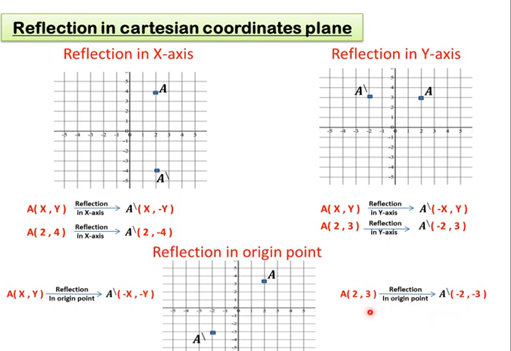Some question here is (-2, -3). Then we change the sign. Negative will be positive and the negative will be positive. Then we get the image by a different sign when using reflection in origin point. Then 2 will be negative 2 and 3 will be negative 3.